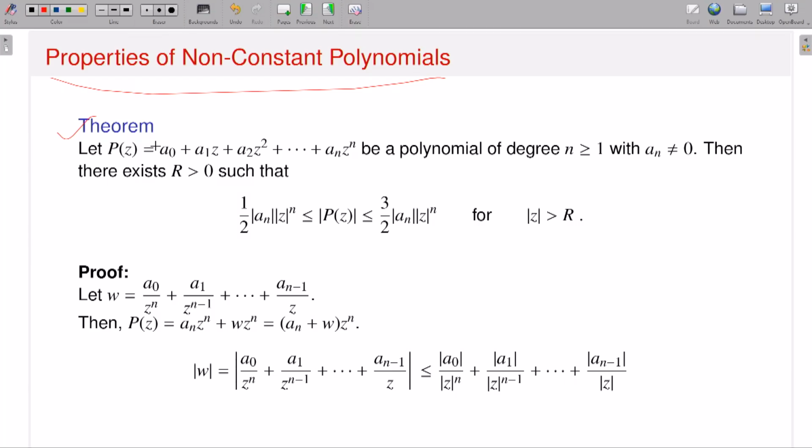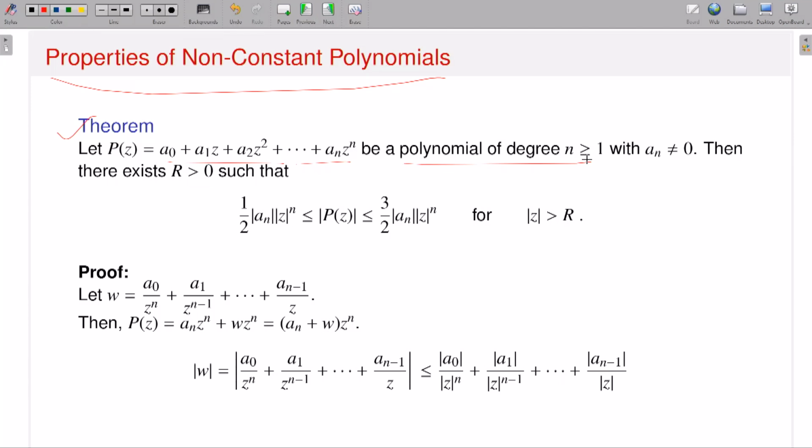Okay, so what is that? Let P(z), an nth degree polynomial, be a0 plus a1 z plus a2 z squared plus up to an z to the n, where an is non-zero because I am dealing with a polynomial of degree n, with n greater than or equal to 1. Therefore an should be non-zero.